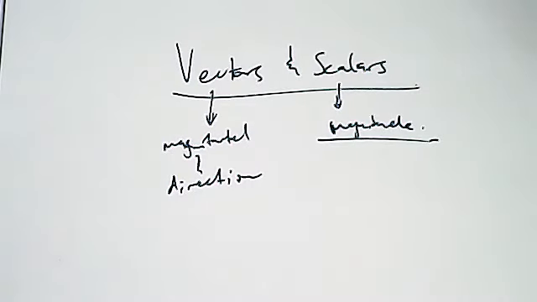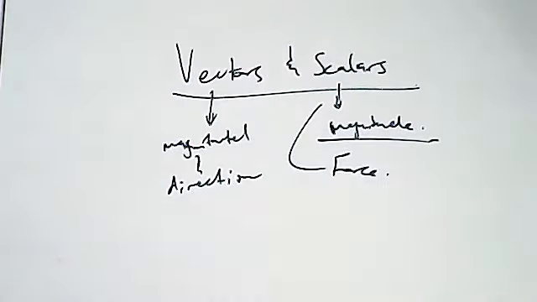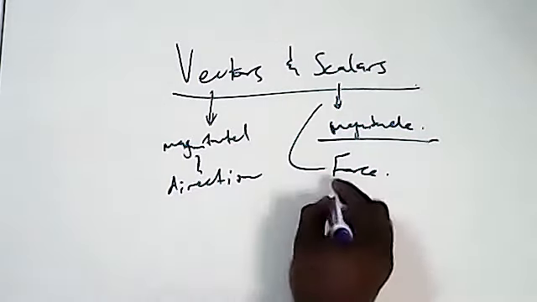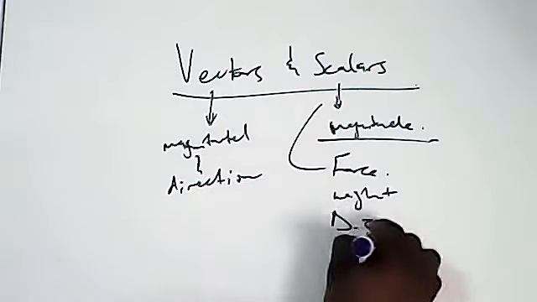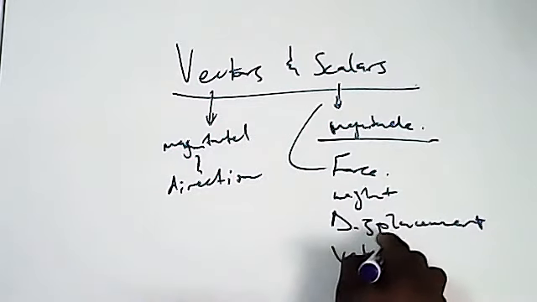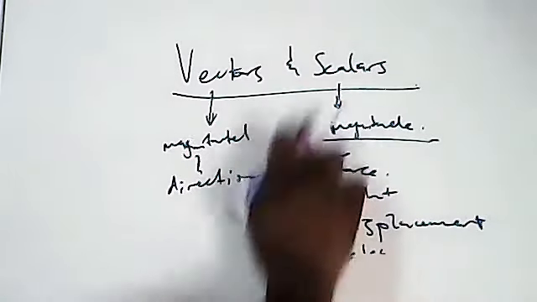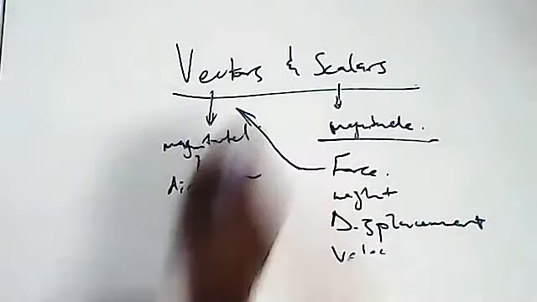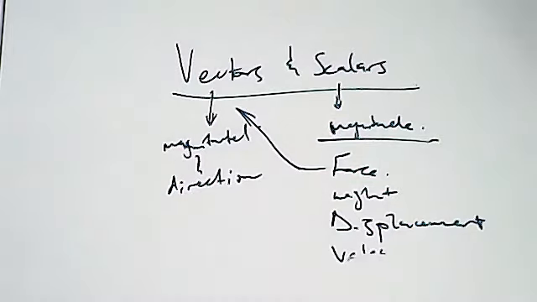Examples of vector quantities are things like force, which is measured in newtons, and has both magnitude and direction. Things like your weight, your displacement, your velocity. All these are examples of vectors: your force, your weight, your displacement, your velocity, your acceleration, and so forth.